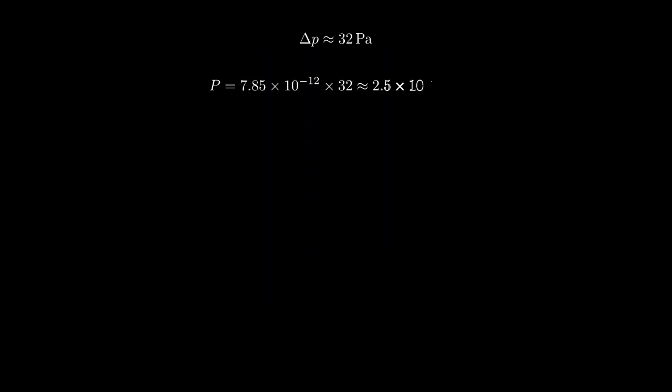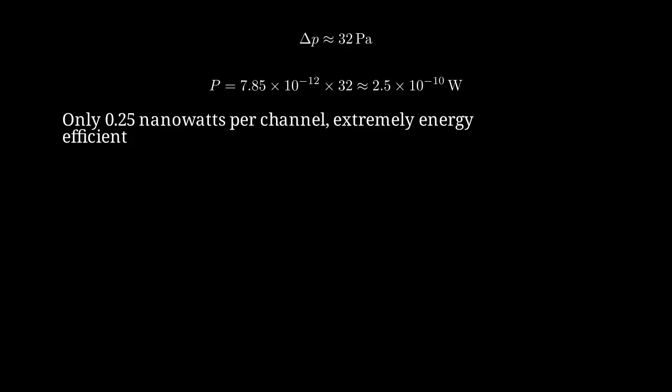Power equals 7.85 times 10 to the negative 12 times 32, which is approximately 2.5 times 10 to the negative 10 watts. That's only 0.25 nanowatts per channel, making fluidic computing extremely energy efficient compared to electronic transistors.